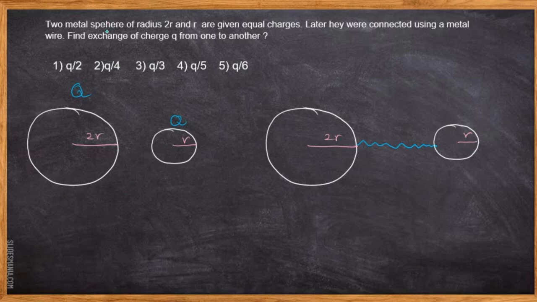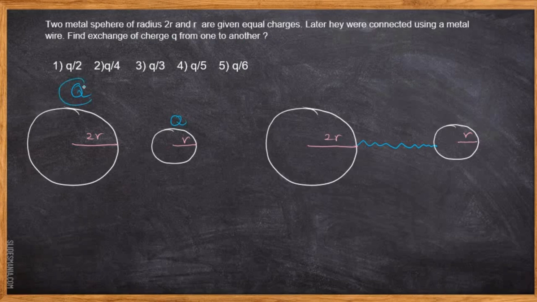So let's read the question first. If you haven't done this question, you can try it now. Find the connection between these two, and if you can do the question, that's great. Try the question and then come back and let's see the explanation. Two metal spheres of radius 2r and r are given equal charges. Later they were connected using a metal wire. Find the exchanged charge q from one to the other.